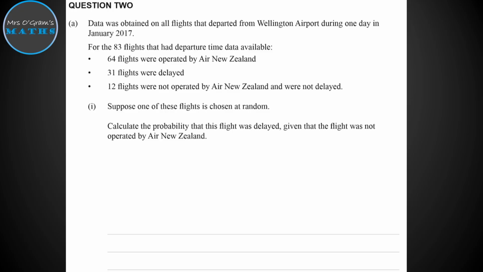Question 2 is about some flights and whether they're with Air New Zealand or not, and whether they were delayed or not. Now, if you get a bit of a gap in your question, that usually gives you a clue that they're expecting you to draw something up. So it could be a tree diagram or a Venn diagram or a table. So let's try put this information into a table. I think will be the best way to set this out.